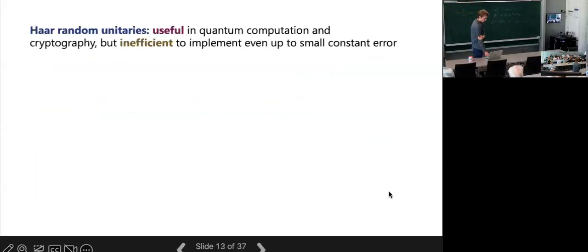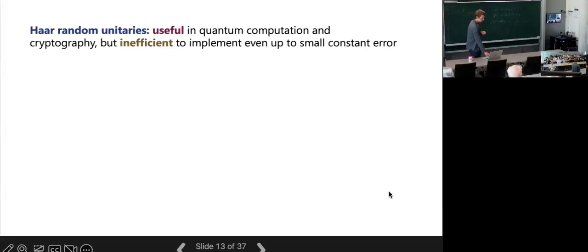Now we're faced with a very similar predicament as for random permutations, which is that these Haar random unitaries are useful, they have very nice mathematical properties, but again, they're inefficient to implement. And now, because we're talking about a continuous set, we allow some implementation error. Even if you allow small constant implementation error, again, you can count, and there are too many unitaries compared to the number of circuits. So you have the same inefficiency problem as for permutations.